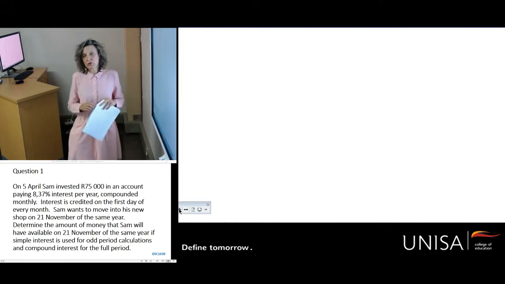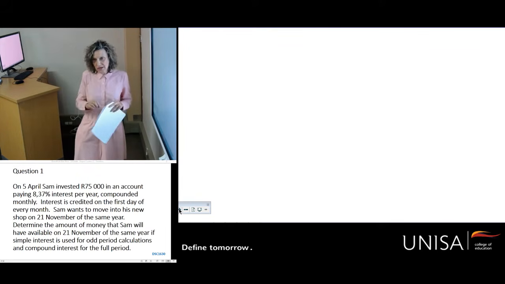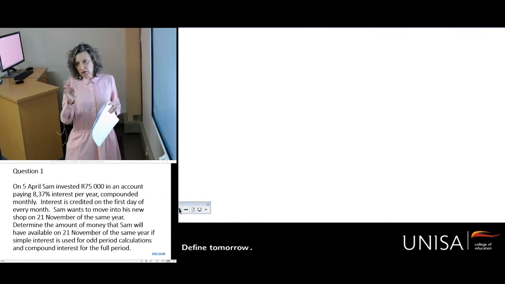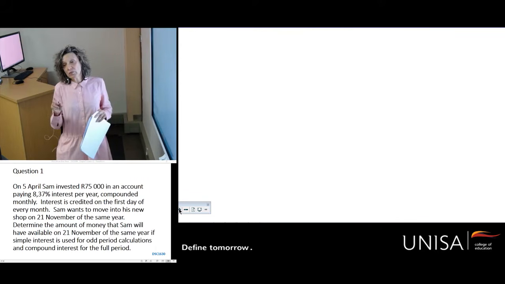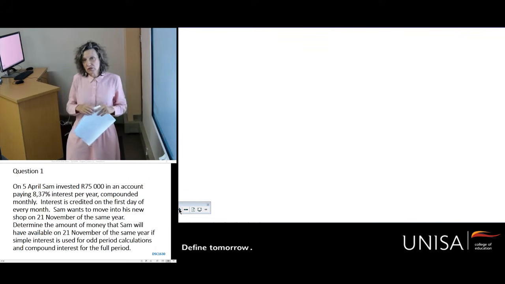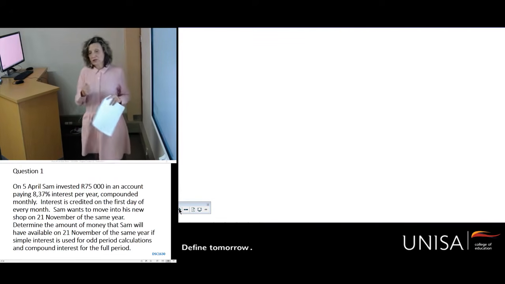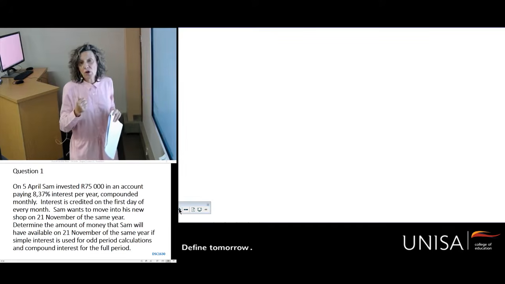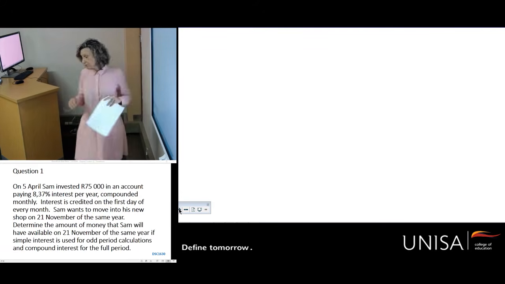If we read through that, what actually gives it away, our identifying word, is in the last sentence. You've got the odd period there, and it tells you to use the method where simple interest is used for odd periods and compound interest for full periods. It's very important to first make sure of the method for our odd periods. So the words odd period plus the method are in the question itself.